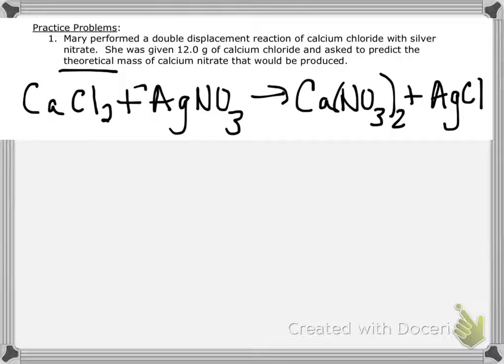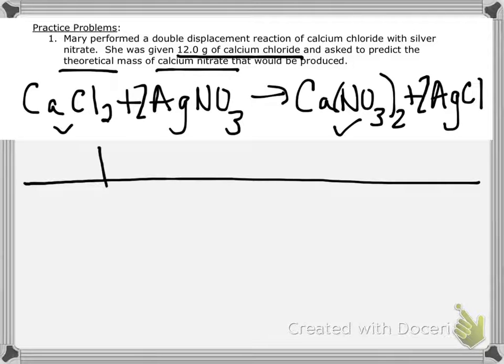So I'm going to balance by adding a 2 here. I'm going to need 2 silvers. Now I have 2 chlorines and 1 calcium, so it's balanced. Now, the problem is giving me a mass amount of calcium chloride, and it's asking me to find calcium nitrate. So the two things in this reaction that I'm going to be working with are calcium chloride and calcium nitrate. At this point, once I know I have a completely balanced, correct chemical equation and I know what it's asking me to find, I can set up my dimensional analysis bracket.